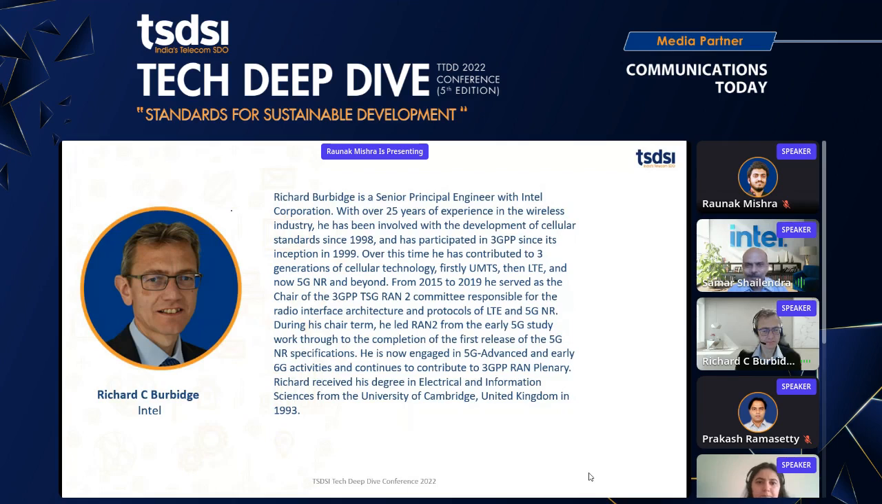He has also served as the 3GPP RAN2 chair, which is a very important group as far as the 3GPP RAN interfaces are concerned. He is also involved with 5G-Advanced and early 6G studies, and he is also contributing to the 3GPP RAN plenary. Dr. Richard graduated from the University of Cambridge, United Kingdom, in Electrical and Information Sciences in 1993. So, with a big round of applause, I would invite Dr. Richard to take over this session and present his views.